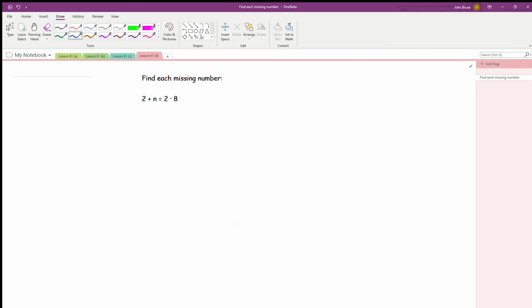Okay, let's go to the last question here. We've got 2 plus n equals 2 times 8. So the first thing I'm going to do is write the problem out so I can work with it. 2 plus n equals 2 times 8. I want to make this a little easier to work with, so I'm going to start by doing 2 times 8, because I can solve that easily. So 2 plus n equals 16. 2 times 8 is 16.